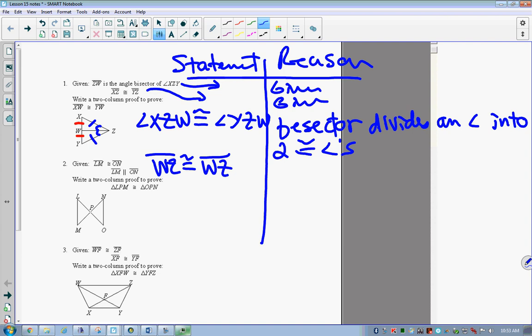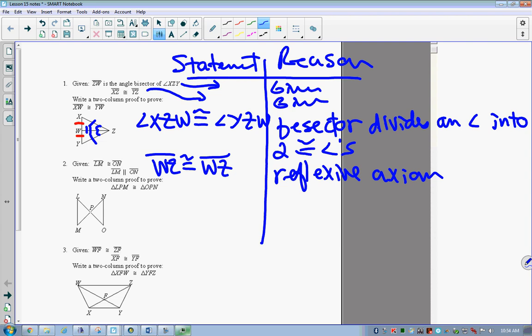Okay. This one is a really common thing, and you need to be able to see this. This works for line segments as well as angles. Where something is shared between two different shapes, it's congruent to itself through the reflexive axiom. So that allows me to put that in there. Now, can I prove that those two triangles are congruent?